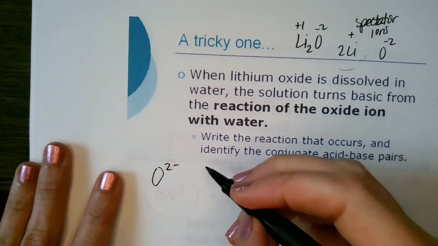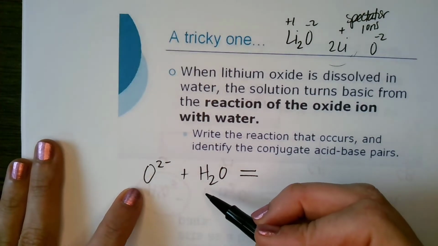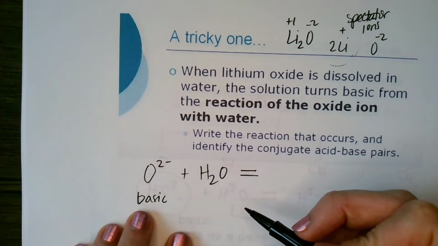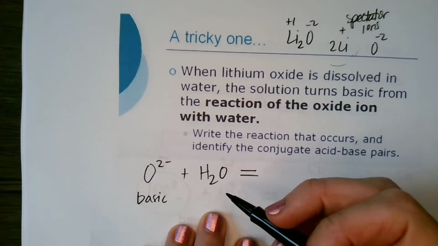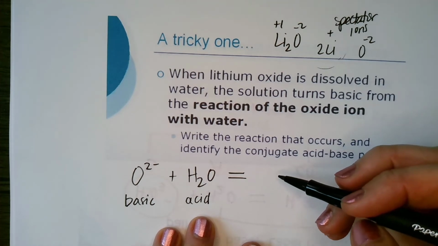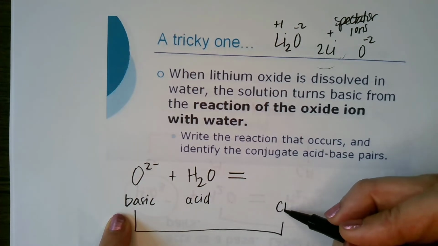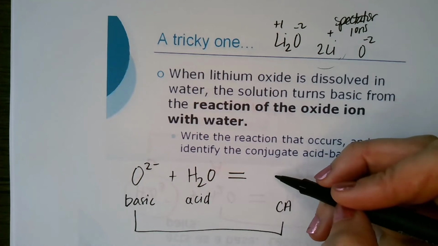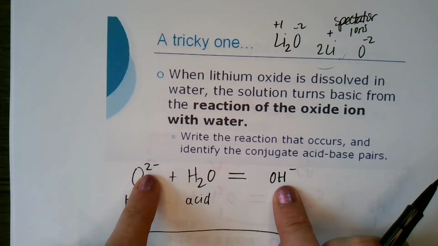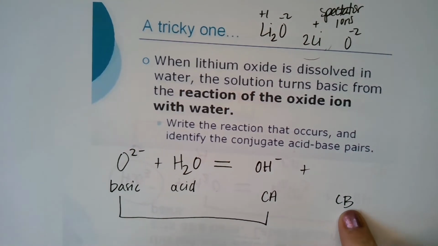When this oxide is dissolved, it reacts with water. So in this case, we have our oxide, which is very, very basic, and so our water is going to act as an acid. So let's think about what's going to happen over here. We're going to have our conjugate acid. So our base is going to accept a proton, so we're going to have OH-. Again, we're going from base to acid, and we can see we went from -2 to -1.